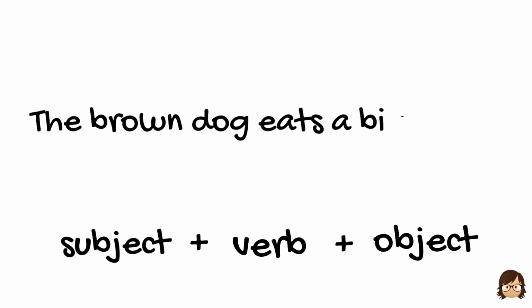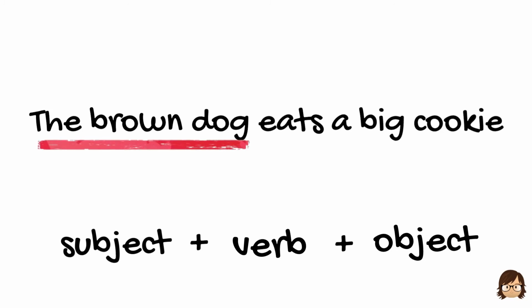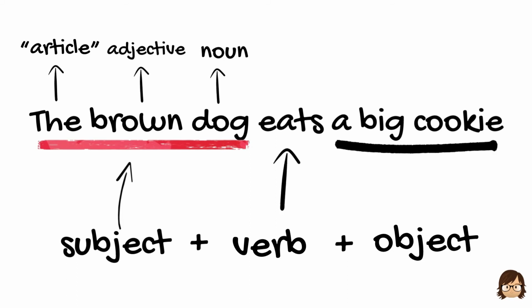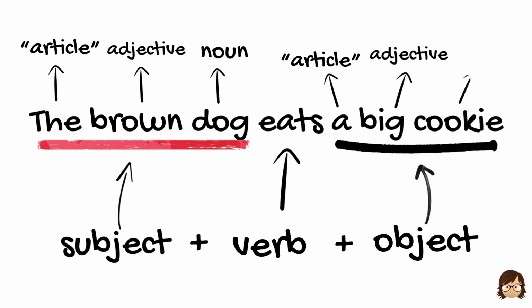The brown dog eats a big cookie. In this sentence, the brown dog is the subject. The is the article. Brown is the adjective, and dog is the noun. Eats is the verb. A cookie is the object. A is the article. Big is the adjective. And cookie is the noun.